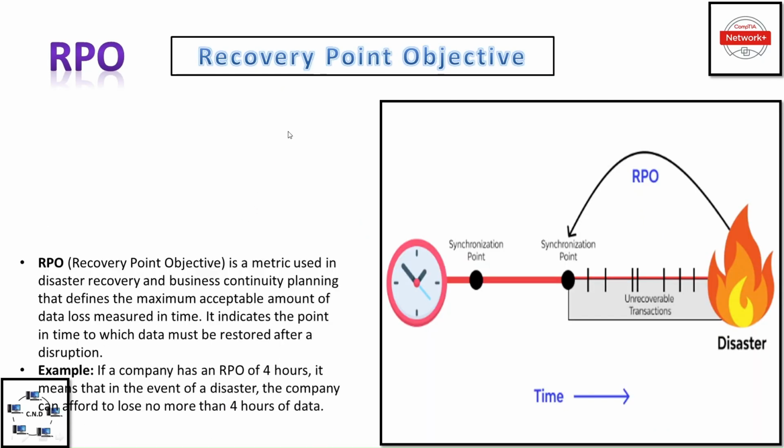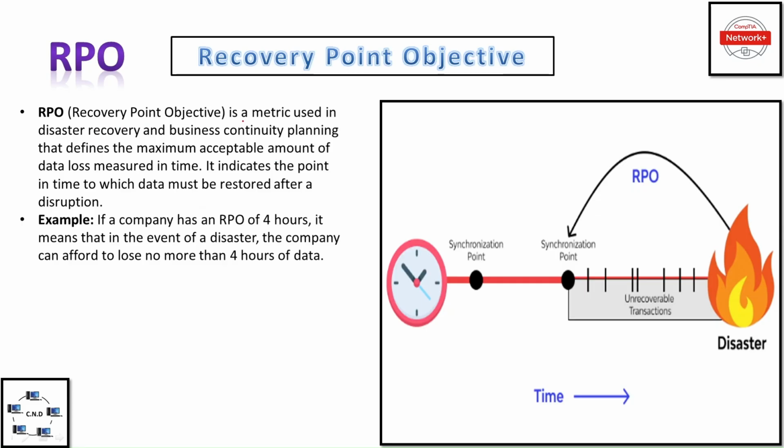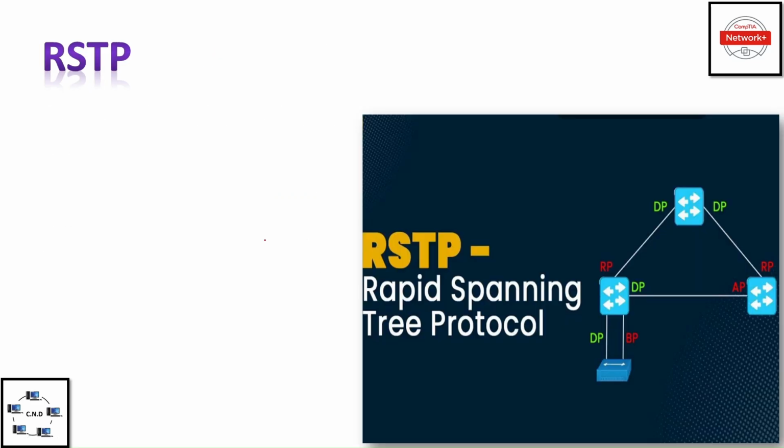RPO, or recovery point objective. So RPO, recovery point objective, is a metric used in disaster recovery and business continuity planning that defines the maximum acceptable amount of data loss measured in time. It indicates the point in time to which data must be restored after a disruption. For example, if a company has an RPO of 4 hours, it means that in the event of a disaster, the company can afford to lose no more than 4 hours of data.